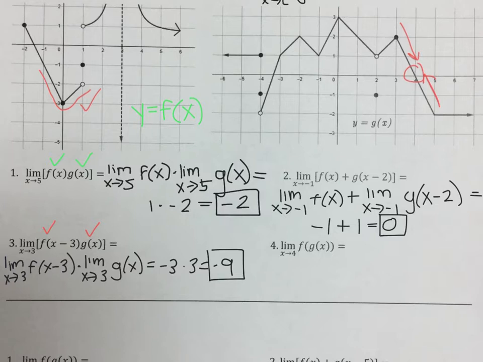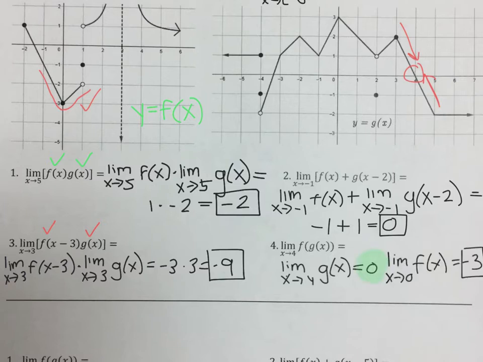Great. So now let's put things together, and I get this. I know that the limit of g of x as x approaches 4 is 0, so then I take that output that I got on my inner function, and that becomes my new input for the outer function. So then it becomes the limit as x approaches 0 of f of x, which happens to be -3, and that is my answer.